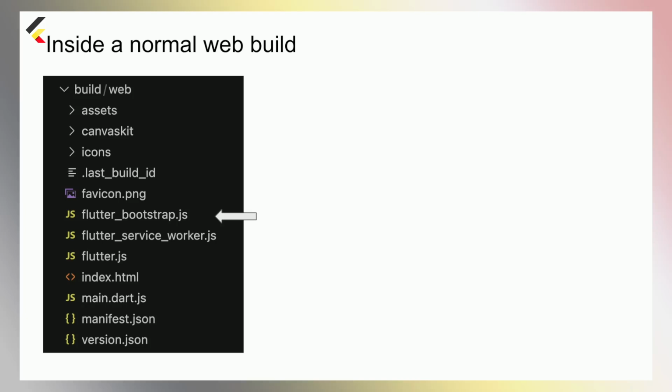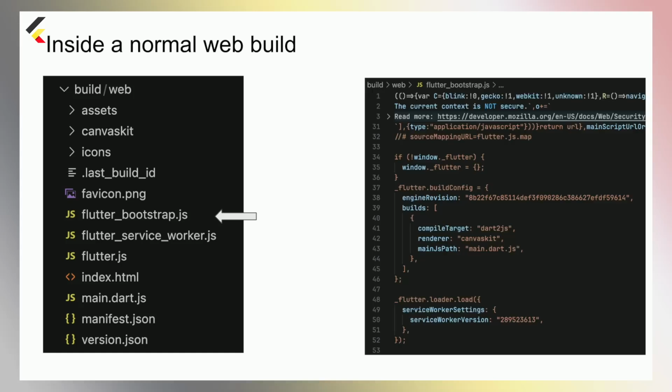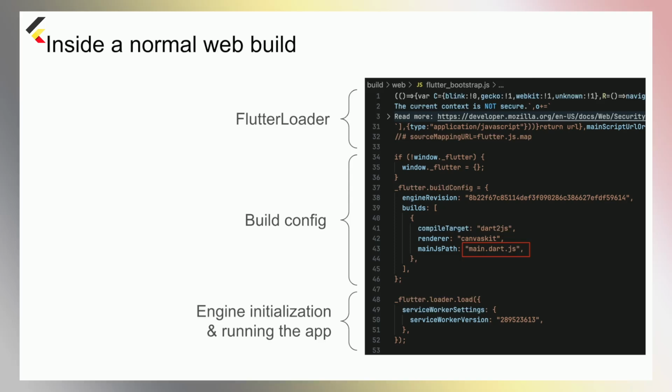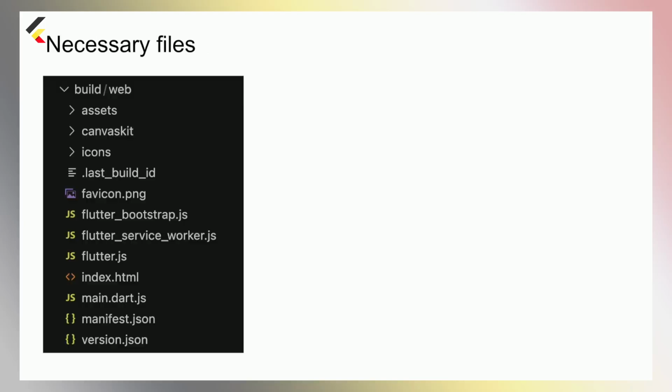So let's see what's in this bootstrap file. We see a lot of generated code there, but we can mainly split it up into three parts. First part is about the Flutter loader. The second part will provide us with a certain build configuration, which will also reference our entry point. This is the main.dart file, or at least its JavaScript equivalent. And last but not least, the loader is executed and the engine is initialized and the app starts running. So this is what happens in the bootstrap of a Flutter web app.